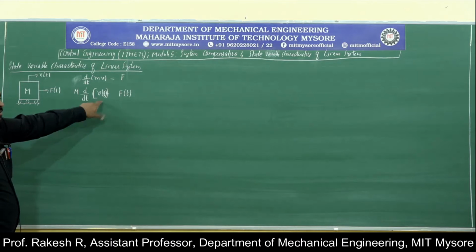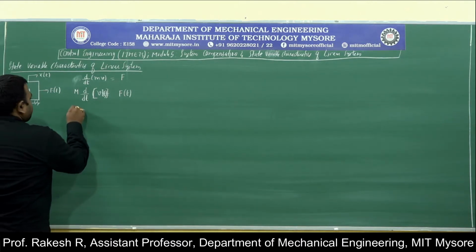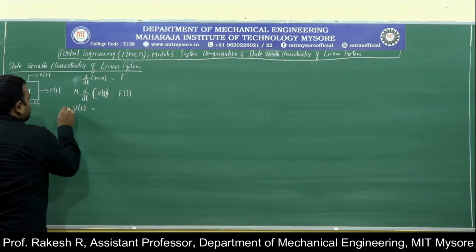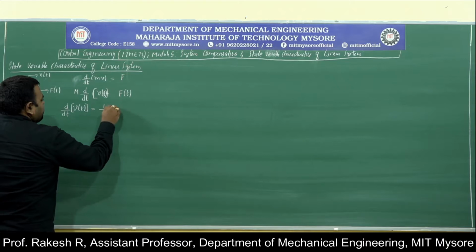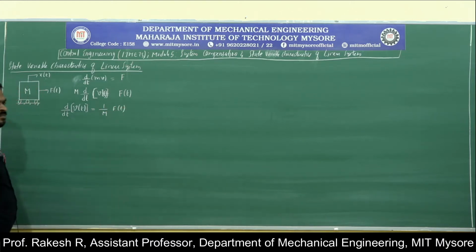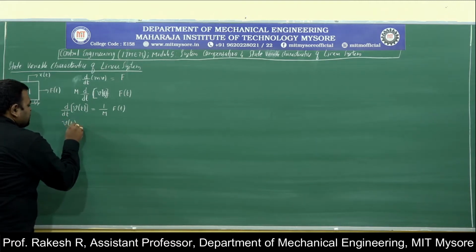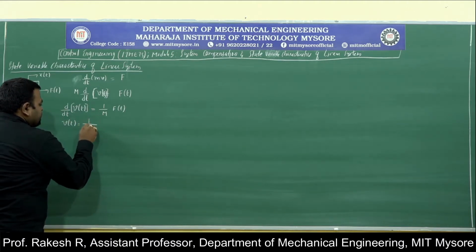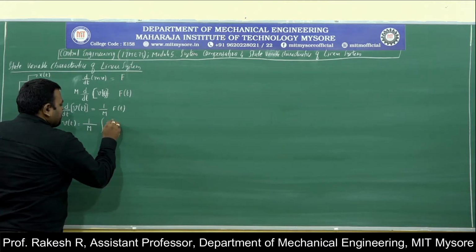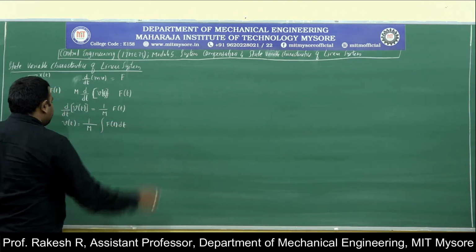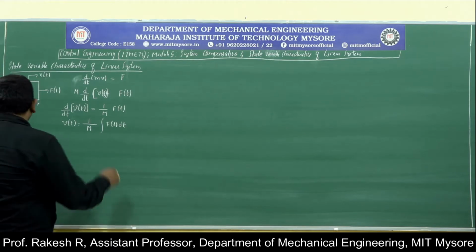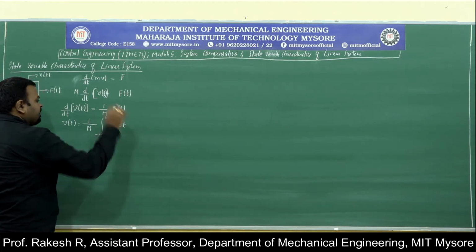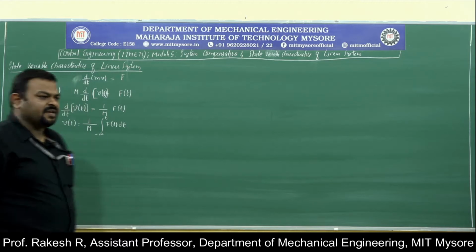After this, I want to find the velocity. d by dt of v of t is equal to 1 by m into f of t. So what is the velocity here? I need to remove the differentiation, so I need to integrate: v of t is 1 by m integral of f of t dt. The limits will be minus infinity to t. That is the limit we can take.